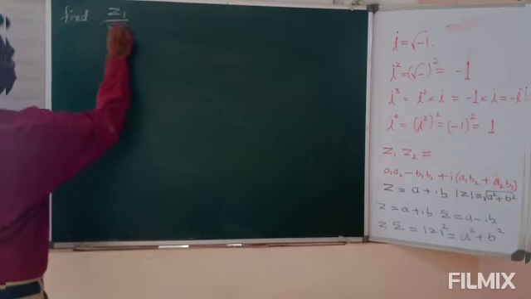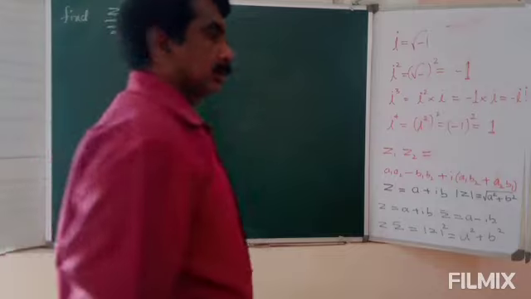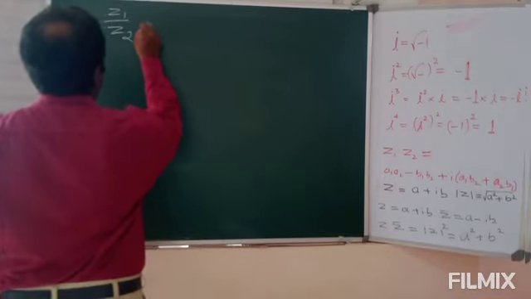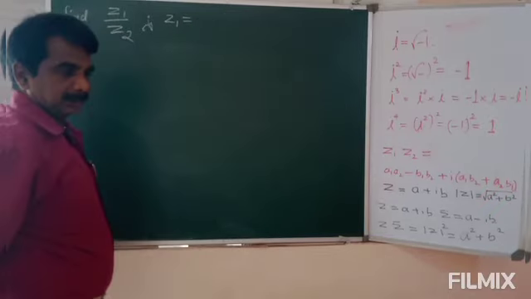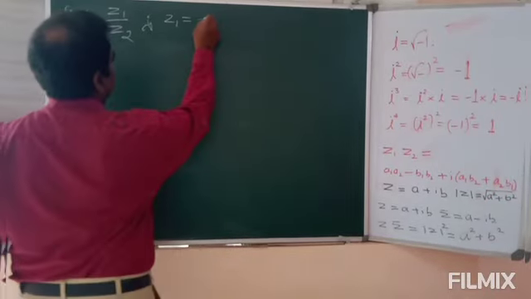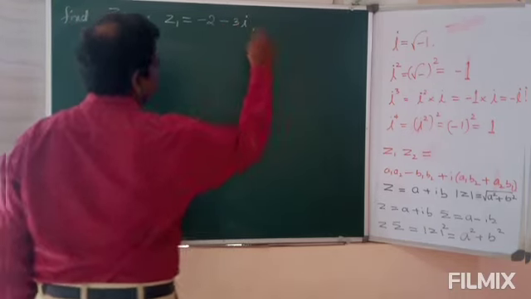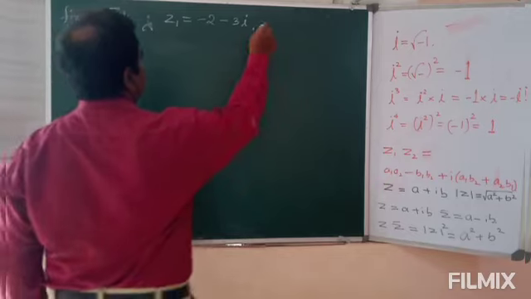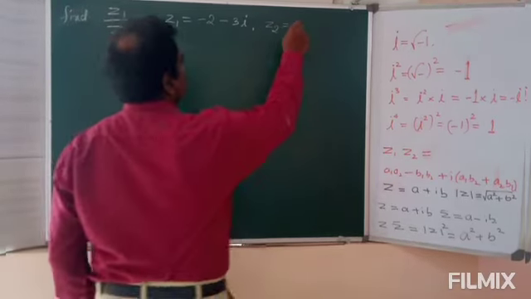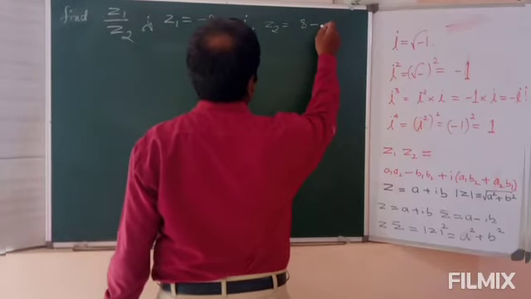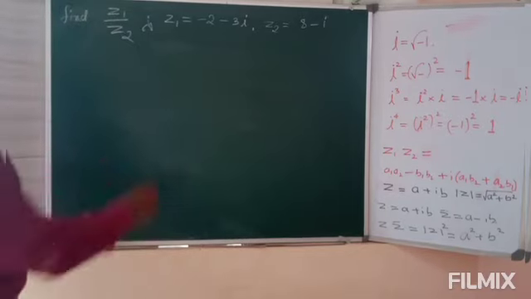Find Z1 by Z2. Find Z1 by Z2 if Z1 is equal to minus 2 minus 3i, Z2 is equal to 8 minus i. Okay? Right.